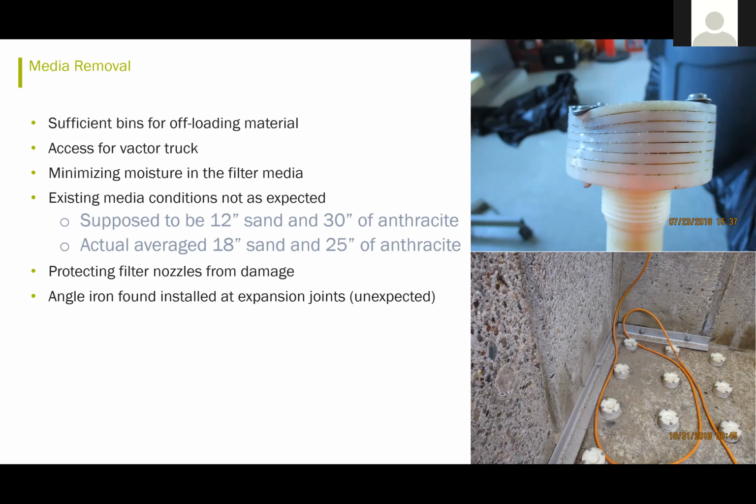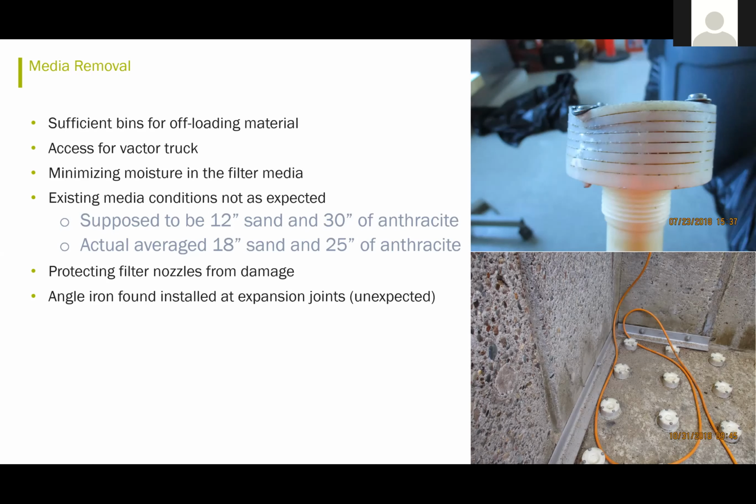They had to minimize moisture in the filter media, and the existing media, they found out once they got into taking the media out, was not what they expected. There was supposed to be 12 inches of sand, and they actually had 18 inches of sand. They were supposed to have 30 inches of anthracite, and they found out they actually had 25 inches of anthracite. They already knew that the media was incorrectly sized.